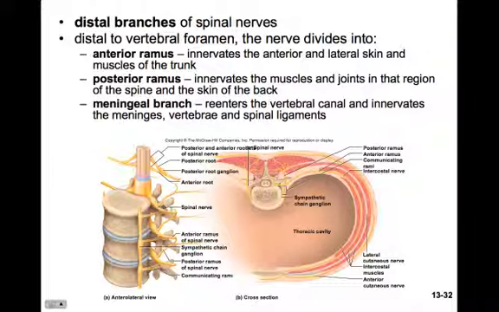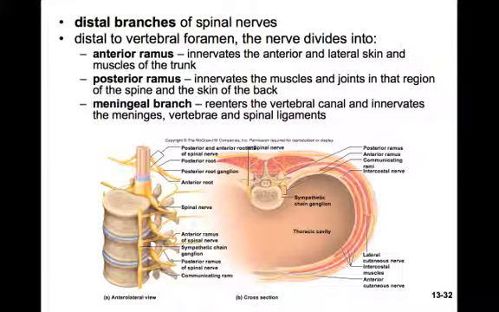So now let's look a little further away. When we get out through the intervertebral foramen as a spinal nerve, what happens? This nerve will fork a number of different times. We call these the distal branches. You can most clearly see these branches in the figure below. The anterior ramus will innervate the anterior and lateral skin and muscles of the trunk. It'll have several other forks, but we'll just worry about this one right now. The posterior ramus will go into the backside of the body and innervate the muscles and joints in the region of the spine and skin of the back.